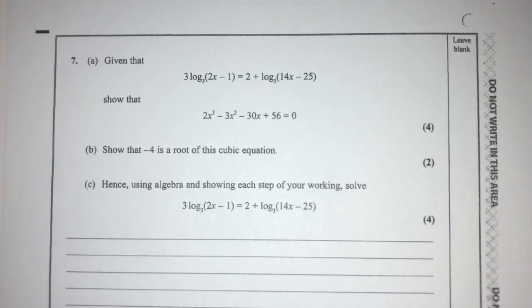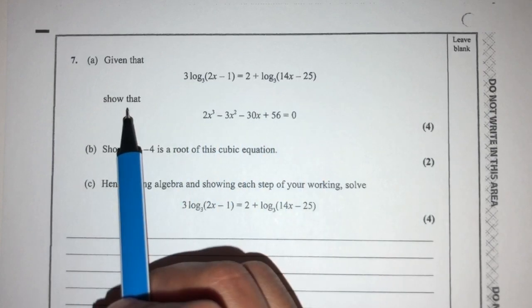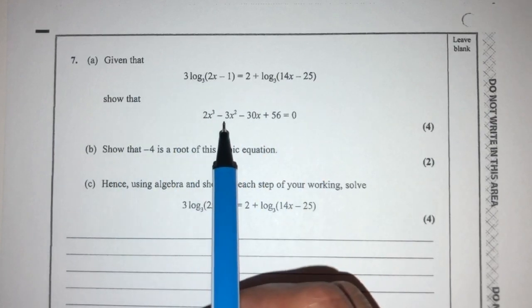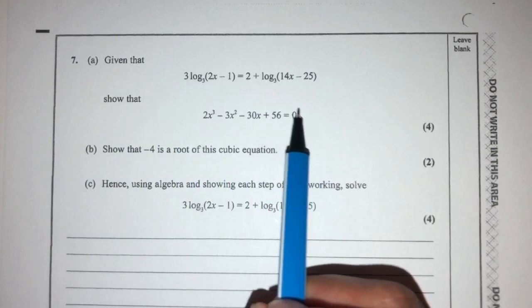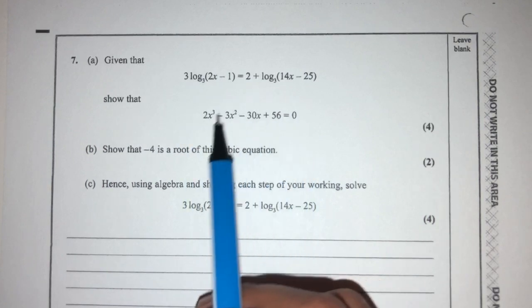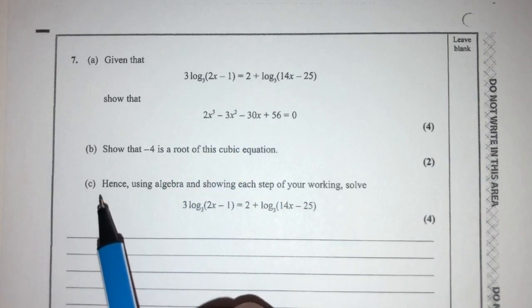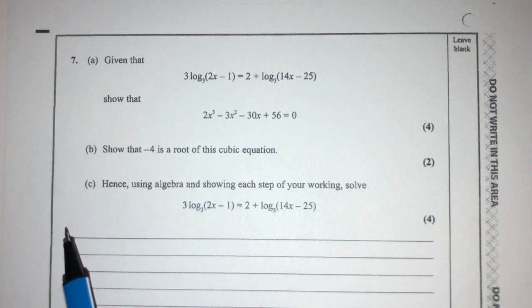Okay, so let's move on to question number 7. Given that we have this equation here, we have to show this is equal to this. Now, something we can realize is that from this equation, as you can see, all the logs have disappeared. So we have to kind of remove the logs on this one. Now, how can we do this? So let's see one by one.